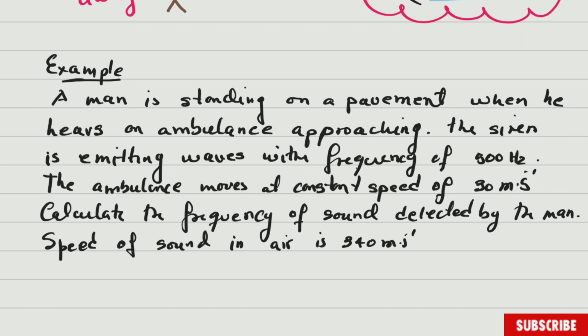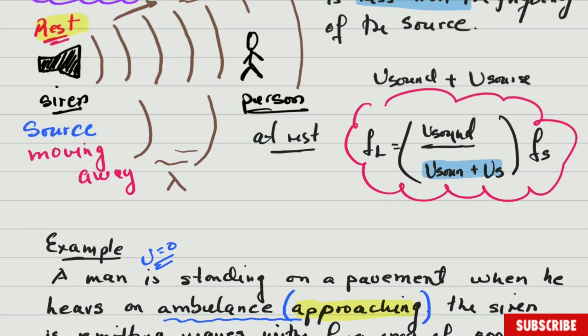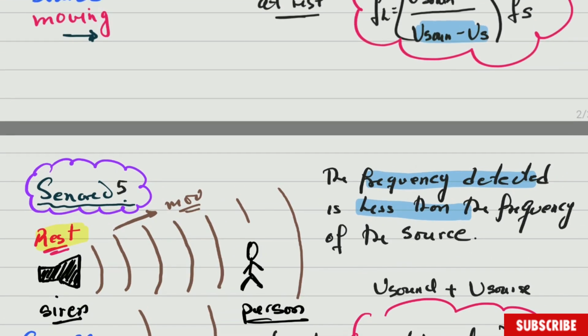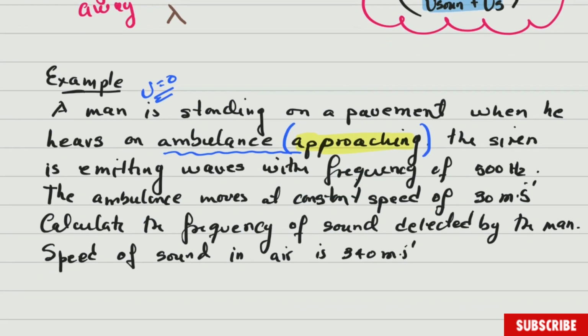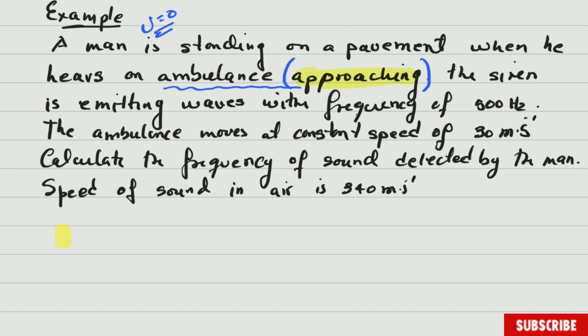All right, and here is the example. A man is standing on a pavement. A man is not moving. When he hears an ambulance approaching, the ambulance is approaching. This is an important thing. The source is moving towards. So if we go here, it will be this scenario here where the source is moving toward. This is quite simple. The siren is emitting waves with frequency of 500 Hz. So that 500 is the frequency of the source, or produced by the source, and it is equal to 500 Hz.